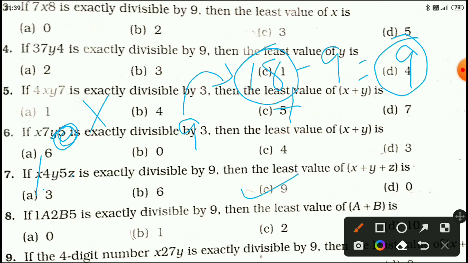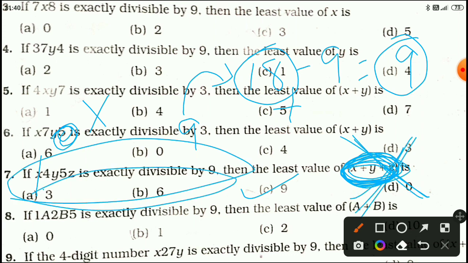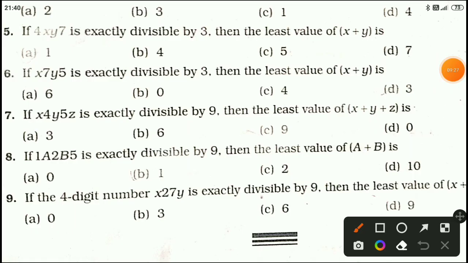You can take the value of anyone. It's just for confusing you, just for making you go off the topic. So don't take it in, and just focus on this. If you learn this deeply, then this whole question is nothing for you. Question number 8: I will not read the question, because it is a similar type. It is divisible by 9, and we have to find the least value. In each and every question we have to find the least value.